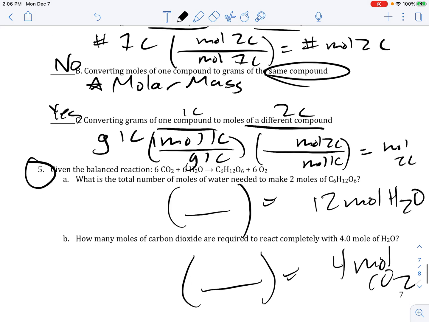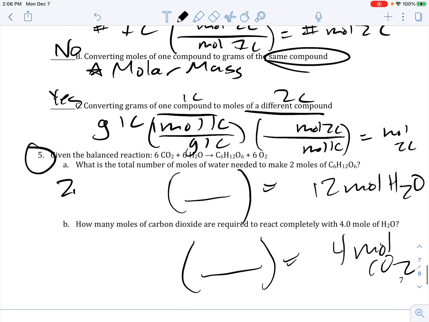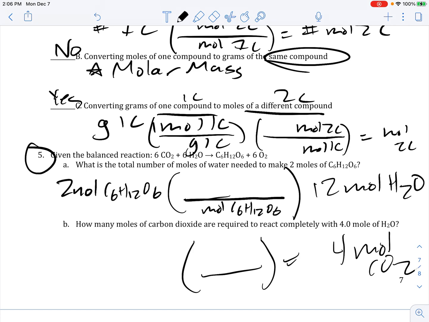There. Okay. Here I have 2 moles of glucose, C6H12O6. So C6H12O6 is on bottom. I'm going to actually erase to give myself some more room. And on top I have H2O. How many H2Os do I have? I have 6. This is a 1 from right here. So 2 times 6 is 12, divided by 1 gives me 12.